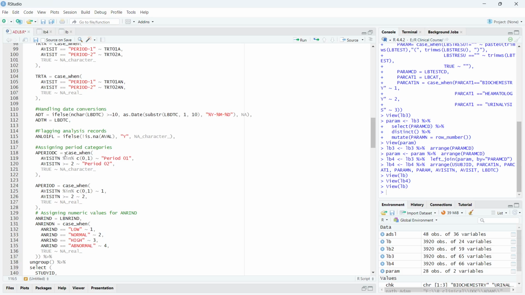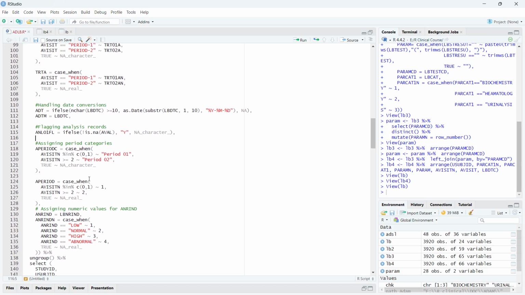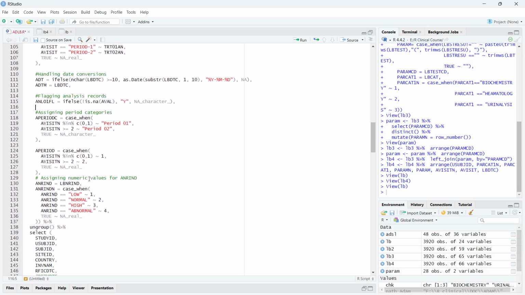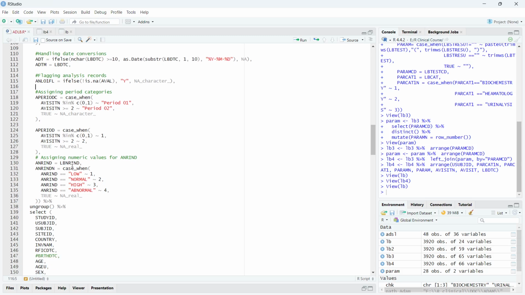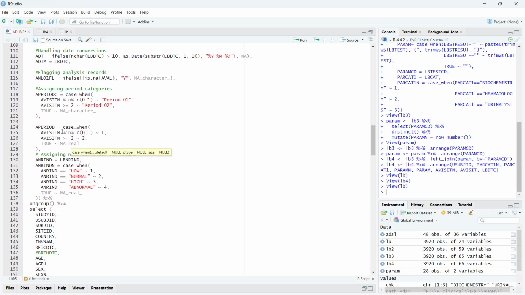And APERIOD, this is the character format of period. Case when the visit is in 0 and 1, then we give it as period 1, and when the visit is greater than or equal to 2, then we give it as period 2, else we give it as NA characters. This is a similar thing we did in the adverse event dataset in the ADaM datasets. So APERIODC is a numeric format. If it is in 0 and 1, then period 1, and if the visit is greater than or equal to 2, then we give it as period 2.